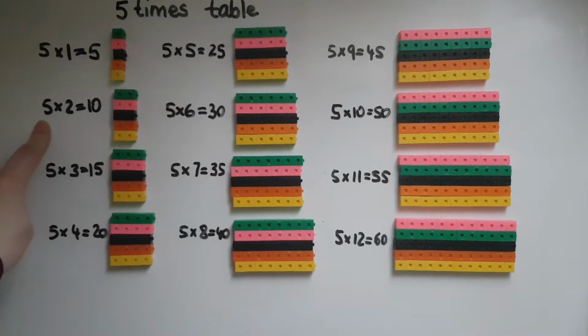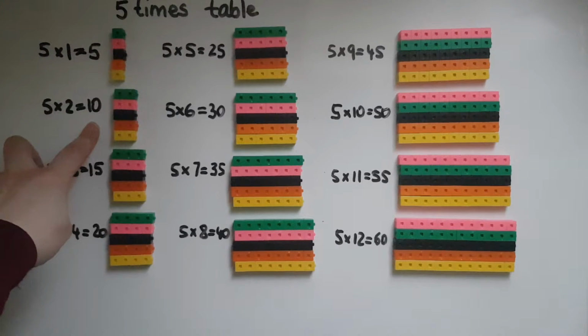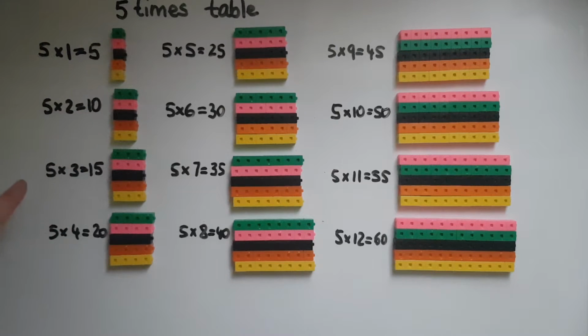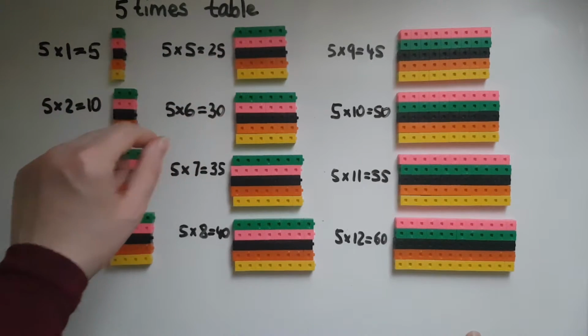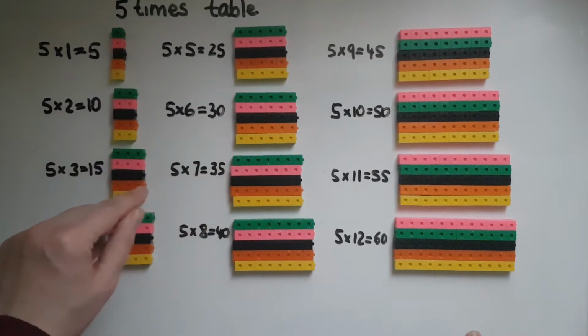So if I do the same thing 5 times, but I get 2 cubes each time, then I'll end up with 10 cubes in total. So 5 times 3 cubes each time, that makes 15. 5 lots of 4 cubes each time, that makes 20. 5 times 5, 25. 5 times 6, 30.